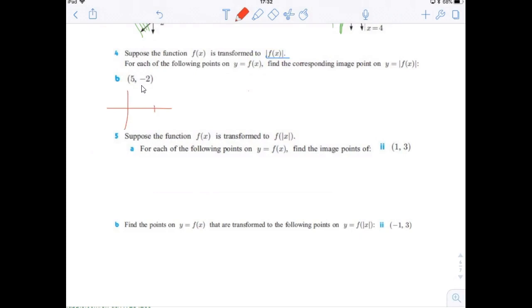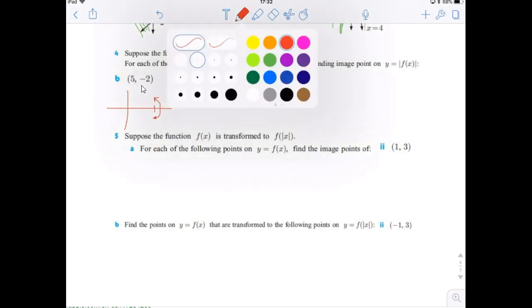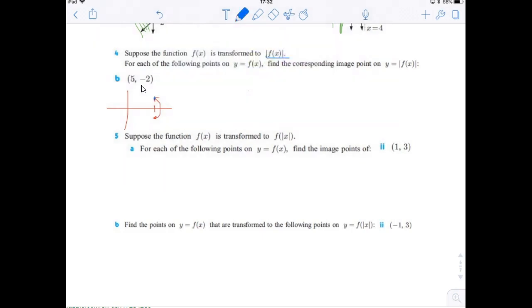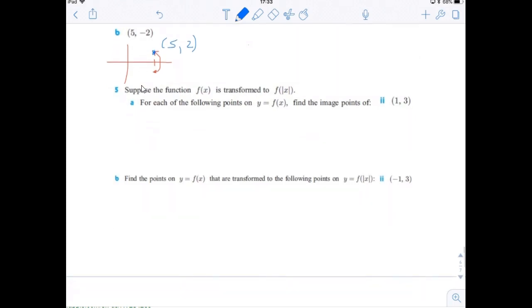So 5 comma negative 2 would be about there, right? And if I was going to transform this point to the absolute value of f of x, this point would flip up over to the positive upper half, right? And that would become a blue point, and the coordinates of that blue point would be 5 comma positive 2, of course. Okay, and that's what we found. We found the corresponding image point here. Okay. Now let's go to number 5.